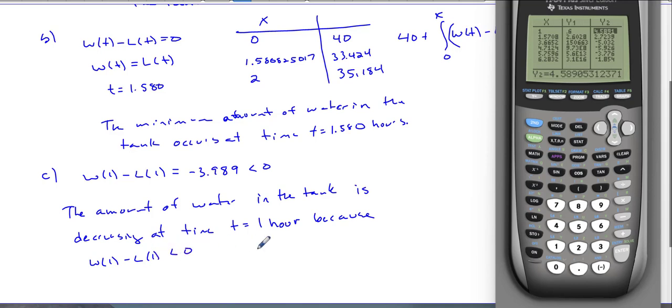Maybe 2 points. You might get 1 point for considering W of 1 and L of 1, and 1 point for the answer.